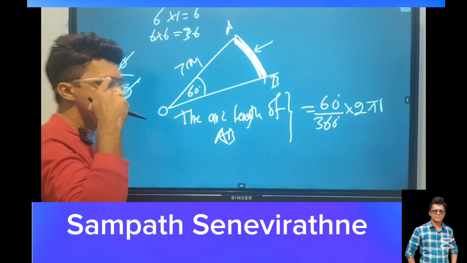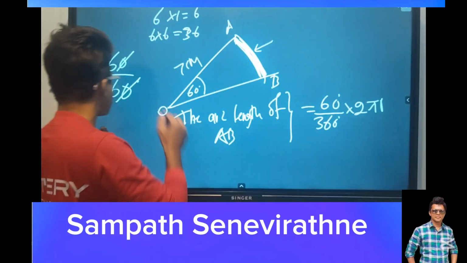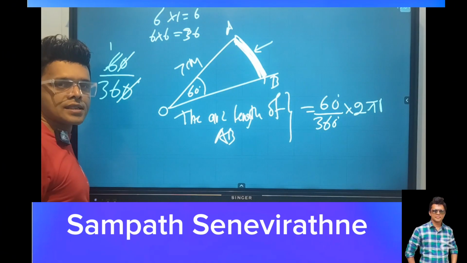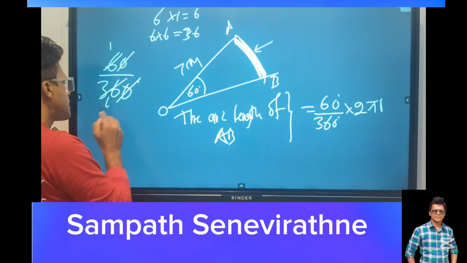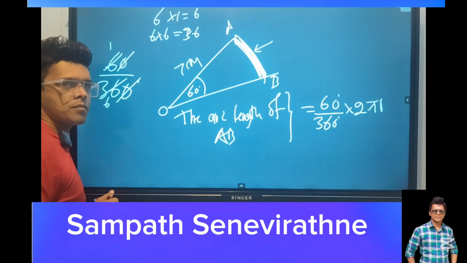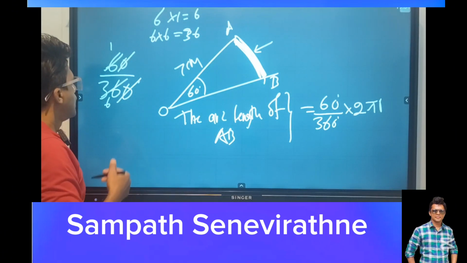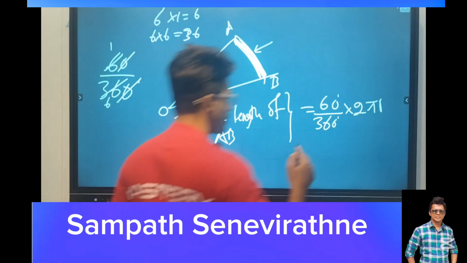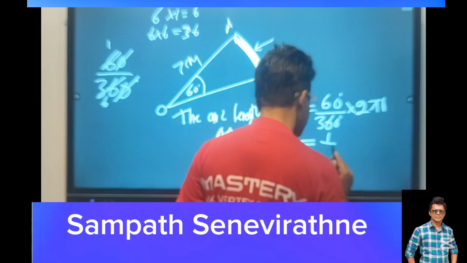Therefore, both sides you could divide using 6. 6 upon 6 is 1. 36 upon 6 is 6. Okay, 6 divided by 6 is 1. Then 36 divided by 6 is 6. So here the related fraction is 1/6.